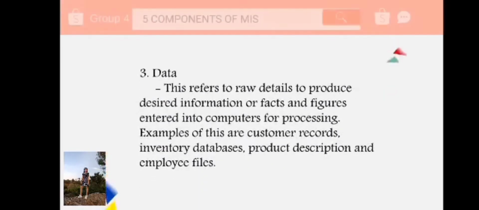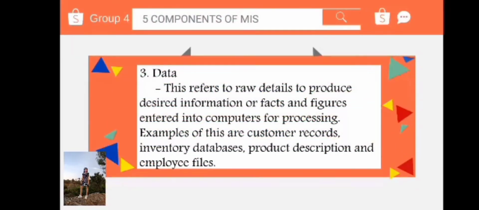Next component po is data. This refers to raw details to produce desired information or facts and figures entered into computers for processing. Examples of these are customer records, inventory databases, product description, and employee files.